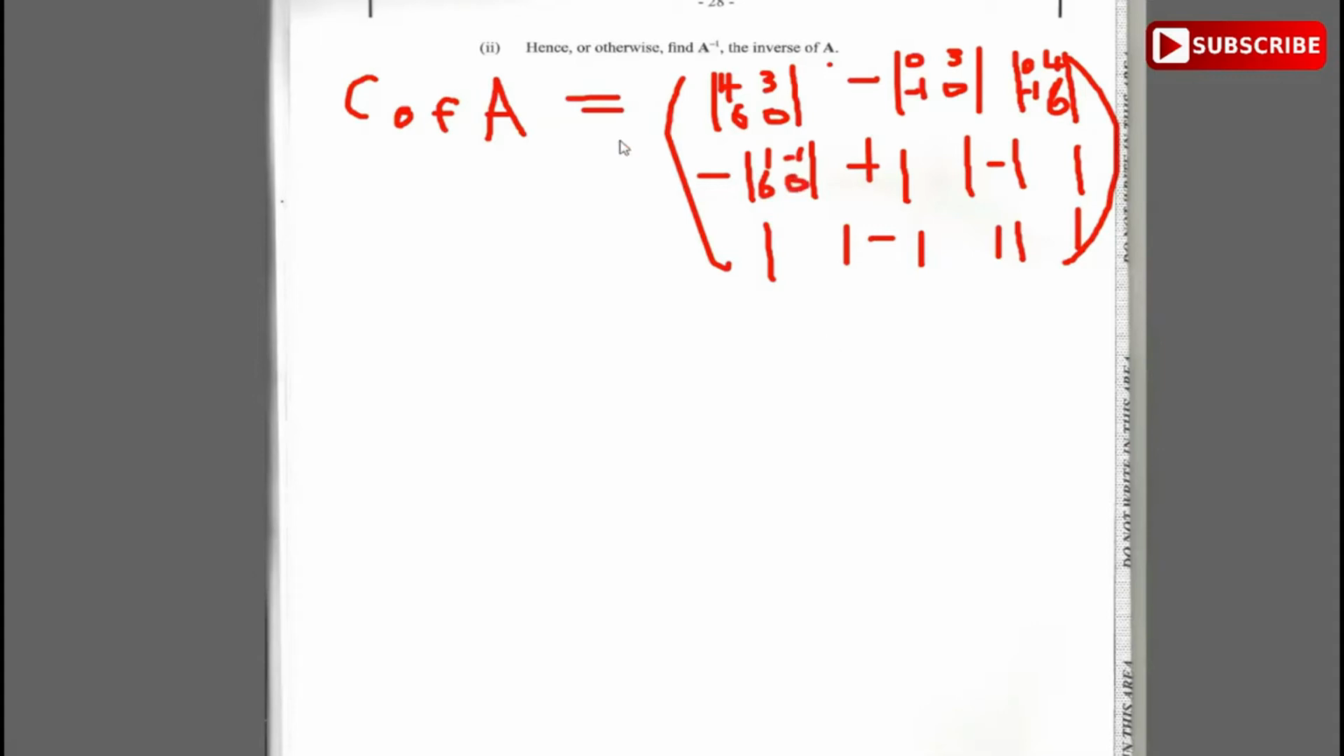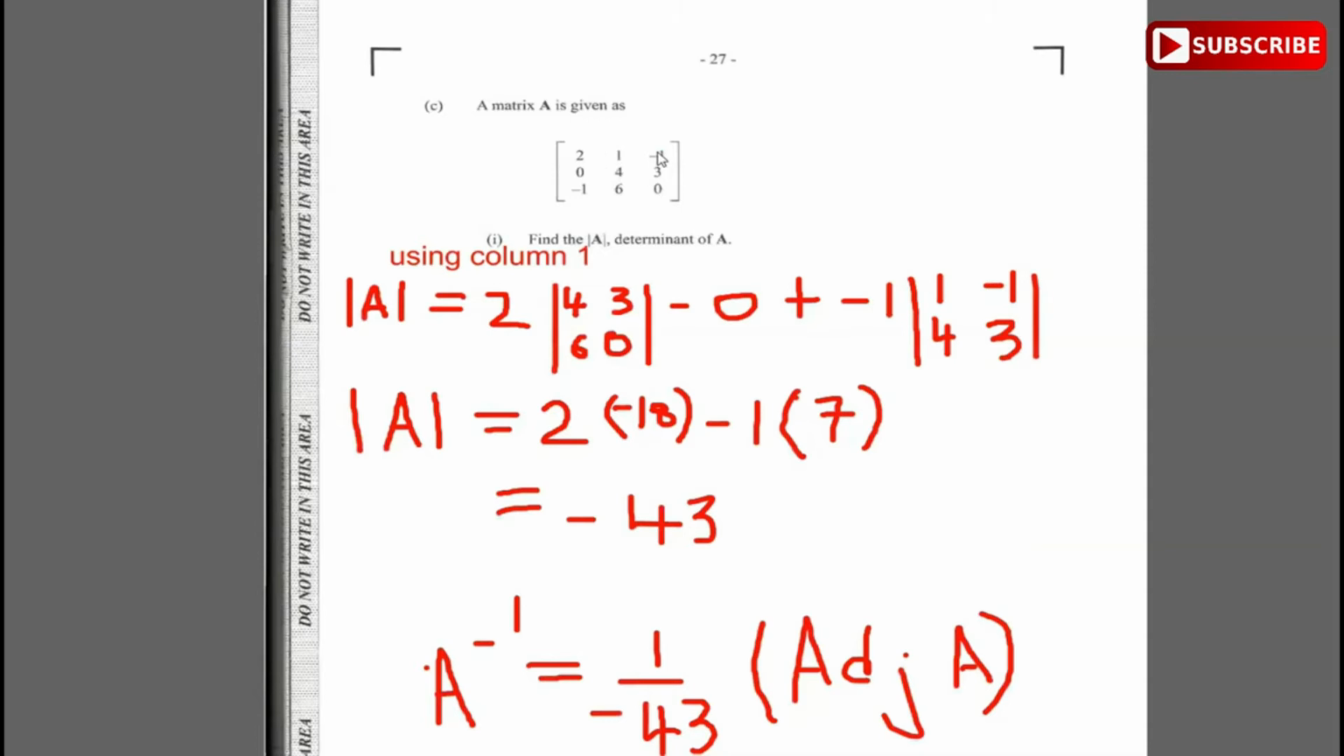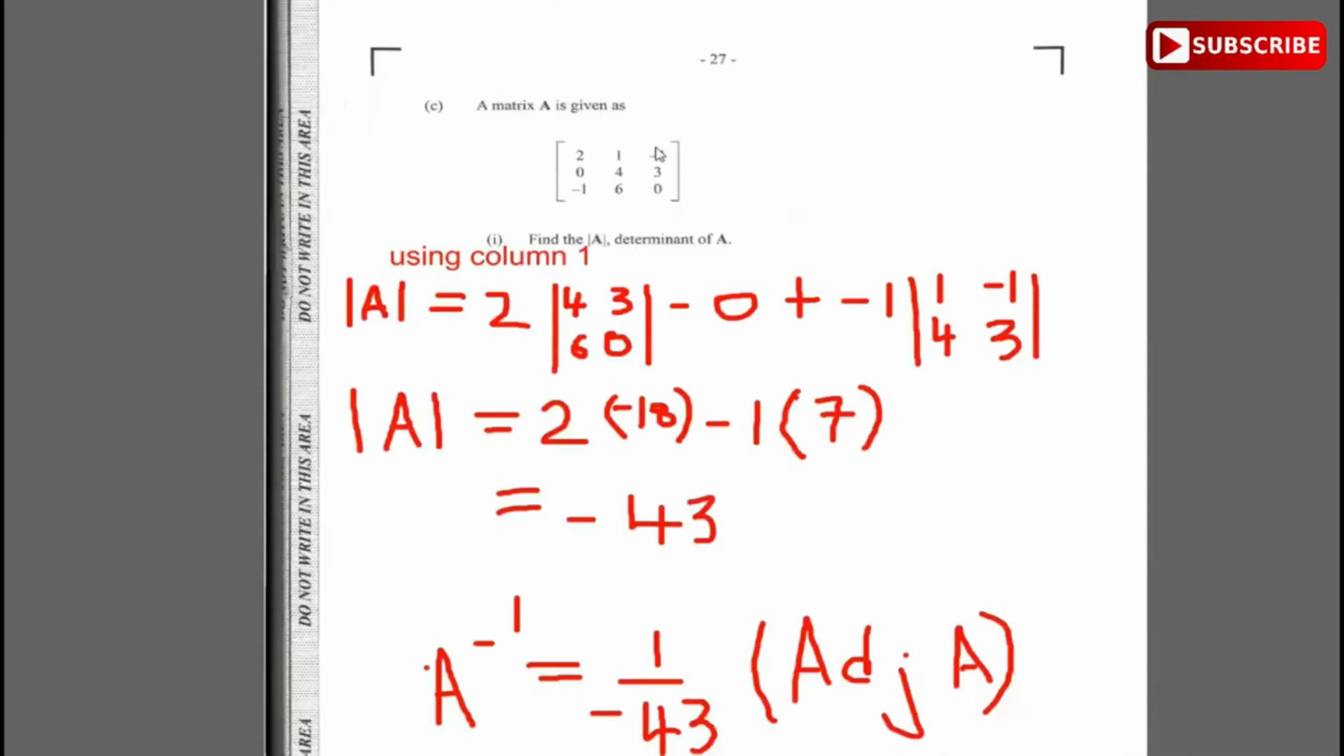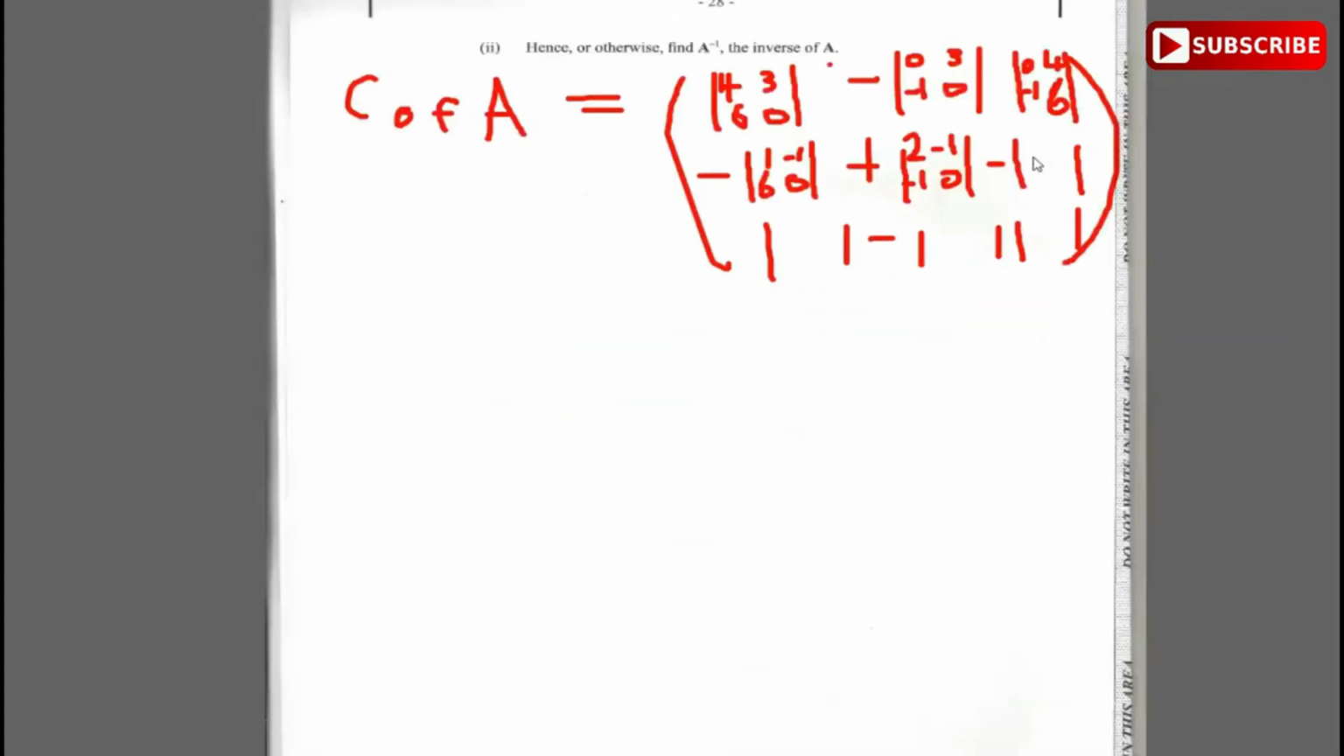Then we're going to have cross here, 2, -1, -1, 0. Then we're gonna cross here. We're gonna have 2, 1, -1, 6.